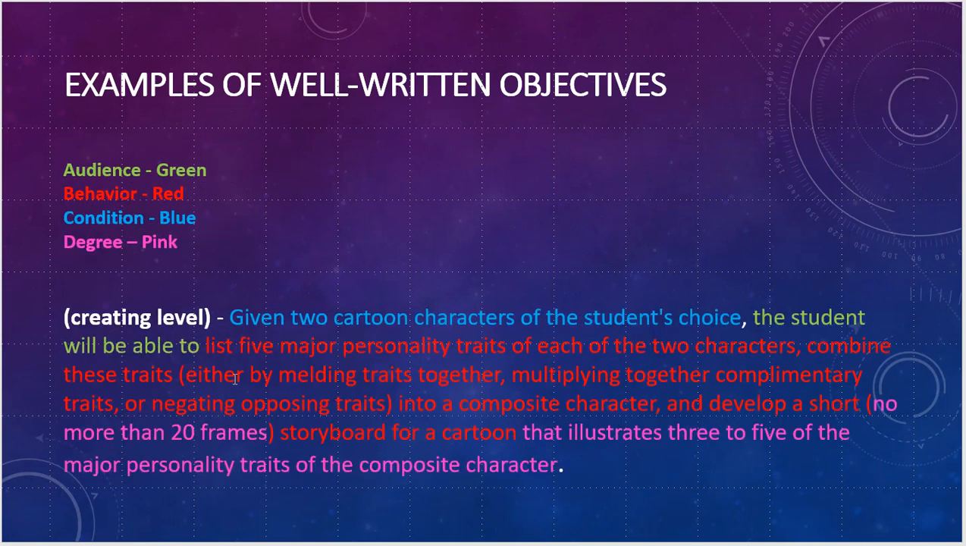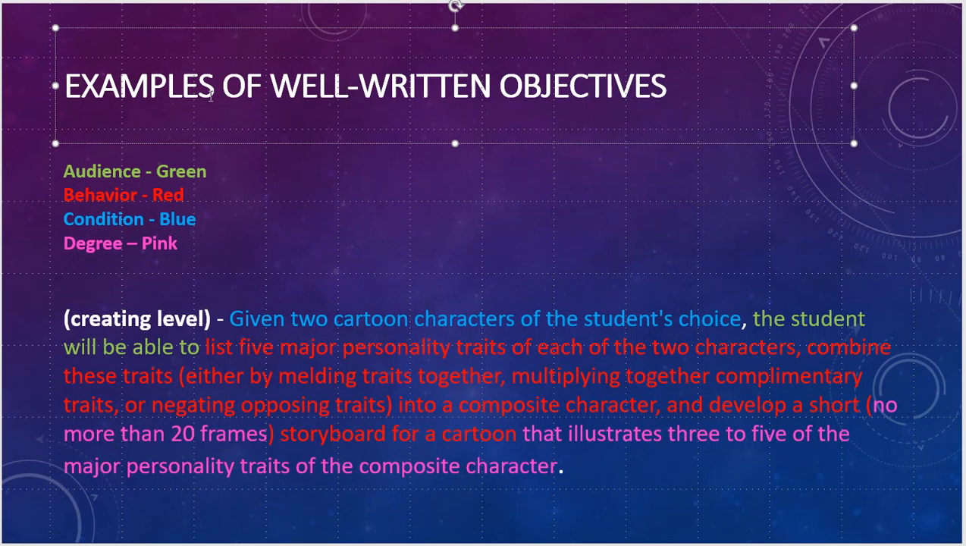All right, next is a creating level. Given two cartoon characters of the student's choice, the student will be able to list 5 major personality traits of each of the two characters, combine these traits either by melding traits together, multiplying together complementary traits, or negating opposing traits into a composite character, and develop a short storyboard for a cartoon that illustrates 3 to 5 of the major personality traits of the composite character. This is not an example of a well-written objective. This is an example of a poorly written objective, so I will cross that out.